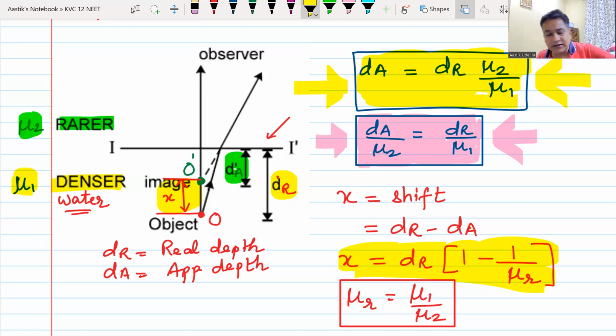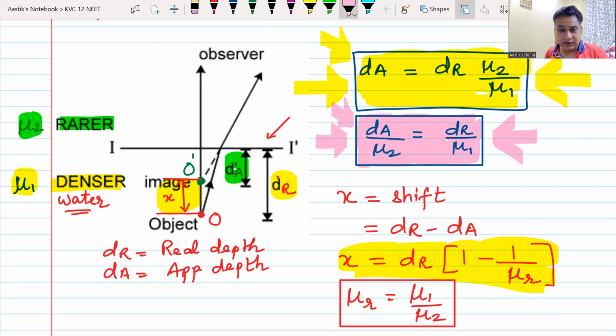What will happen if the object goes from rarer to denser? Does the formula change? No, the formula does not change. You can find out real depth and apparent depth using the yellow formula above, or you can find out from the pink one. It does not depend on whether the object is in denser medium or rarer medium. Do we understand this? Yes or no? And we will do problems to understand this.